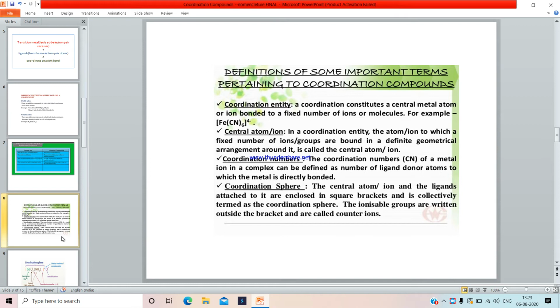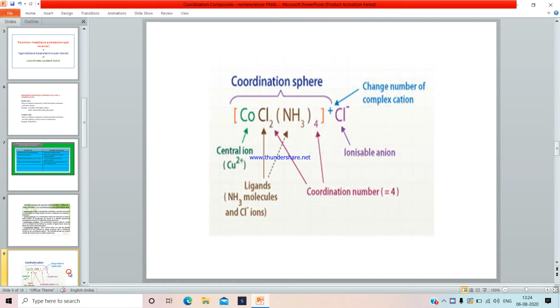These are the various terms involved in coordination compounds: coordination entity, central atom, coordination number and coordination sphere. You can see everything in detail by taking an example. In this coordination compound, you can see the central atom, that is the transition element, and these are ligands. Whatever is bound to this central transition element, these ions we call ligands, and the part in square brackets we call the coordination sphere. The number of ligands we call the coordination number. The total compound is called the coordination compound.